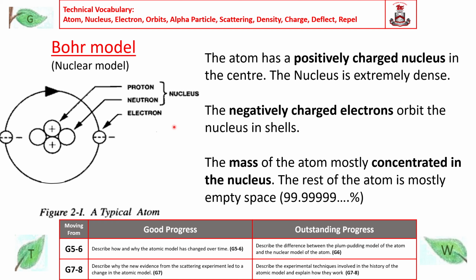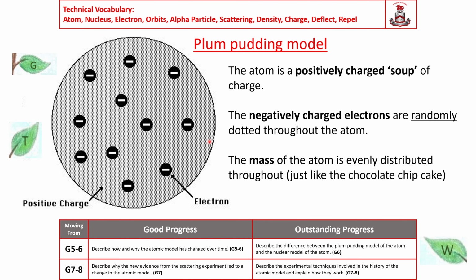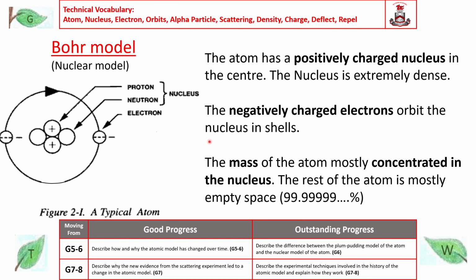You have to be able to draw and label a diagram. You need to know how the positive charge is distributed, how the negative charge is distributed, and how the mass is distributed. They're the 3 important things. If you look at both of them, it's different.